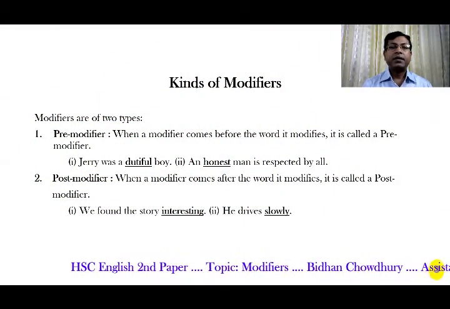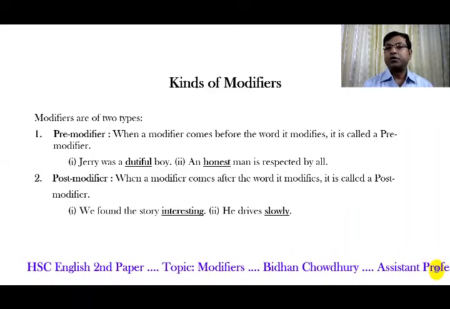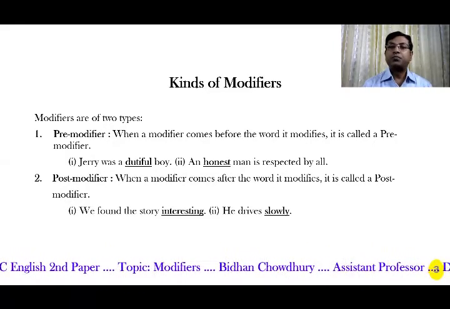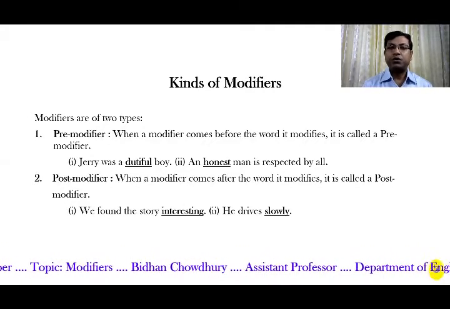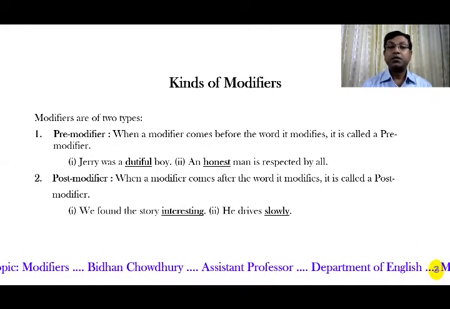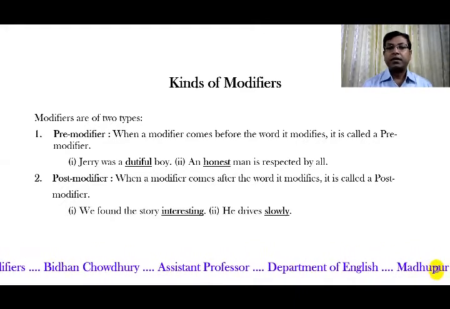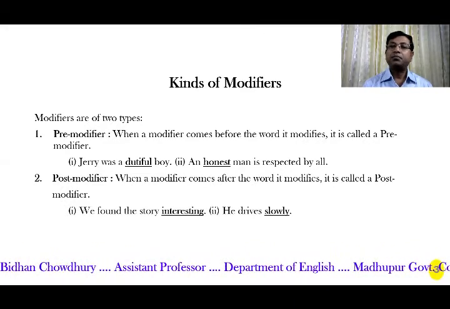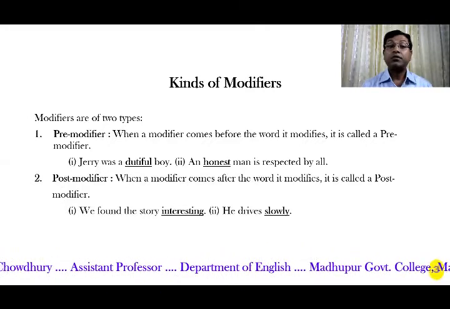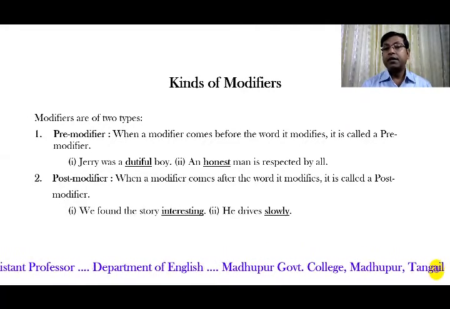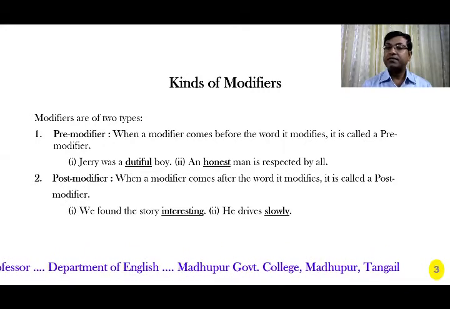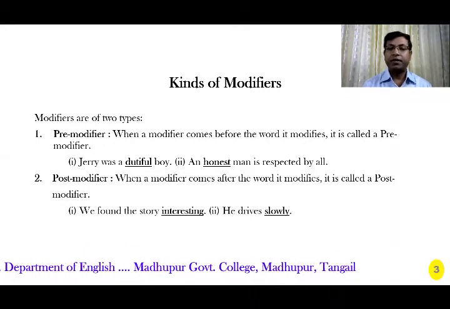In this slide, you can see kinds of modifiers. How many kinds of modifiers do we see in the English language? Basically, we find two types of modifiers: pre-modifier and post-modifier. And what is a pre-modifier? When a modifier comes before the word it modifies, it is called a pre-modifier.